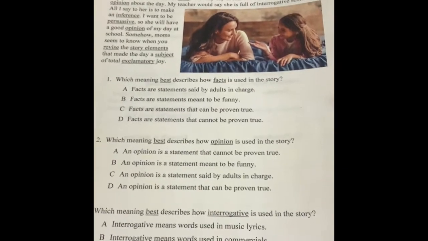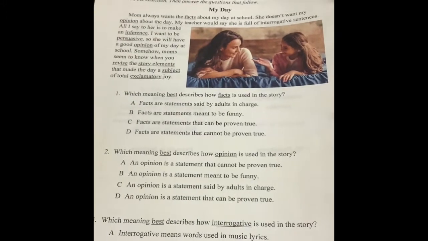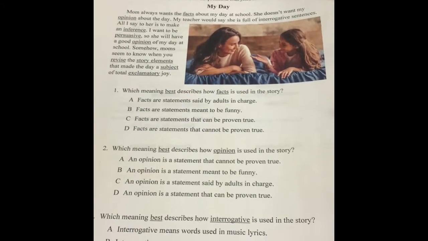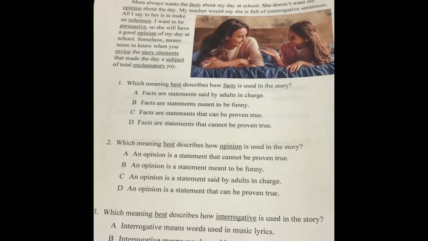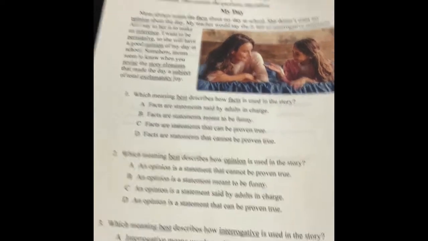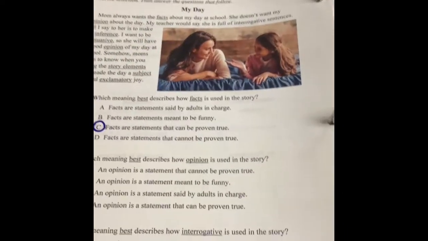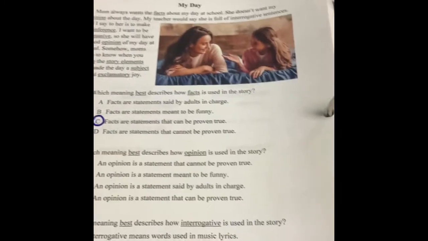Let's go over number 1. Which meaning best describes how facts is used in the story? Mom always wants the facts about my day at school. So we know a fact is something that can be proven true or untrue. So the answer is going to be C. Facts are statements that can be proven true.